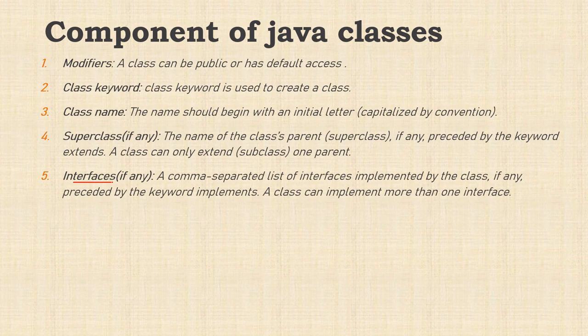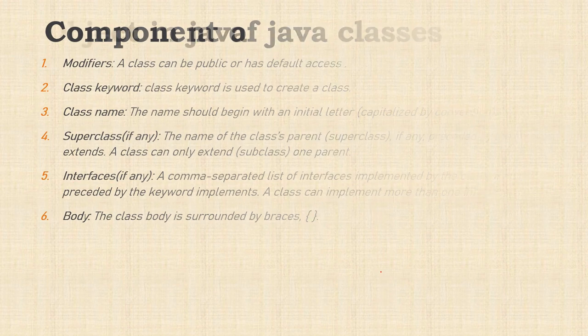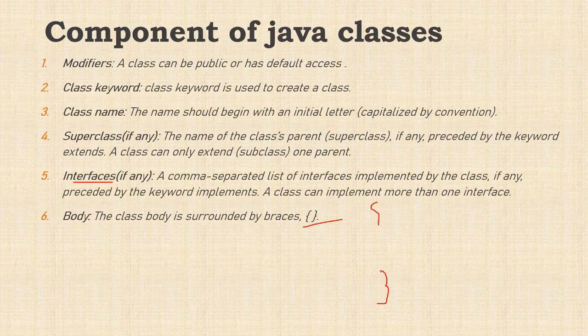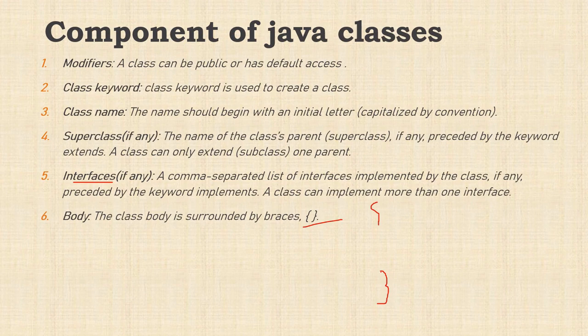So a class can also extend a class, and a class can also implement an interface. How can we surround this class? With the help of double curly braces. One curly brace for starting the class, and at the last we have to close the class with the help of the closing curly brace. So I think we have seen everything inside this. We have completed this component of Java classes.